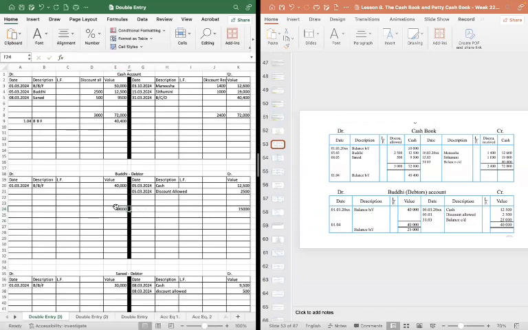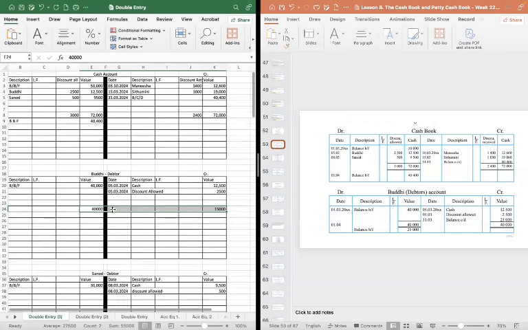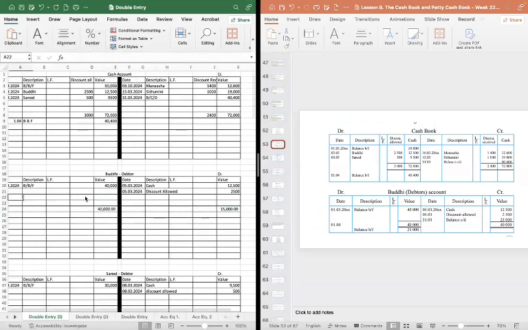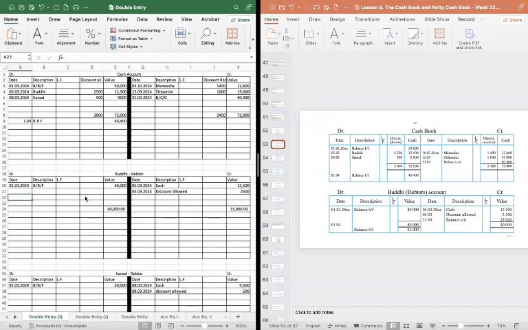Now in Buddhi's account, what is happening? Is the credit balance or the debit balance higher? Debit balance is higher. Now, if the debit balance is high, what is it indicating? If the debit balance is high, what is it indicating? Income? No, it is not income.